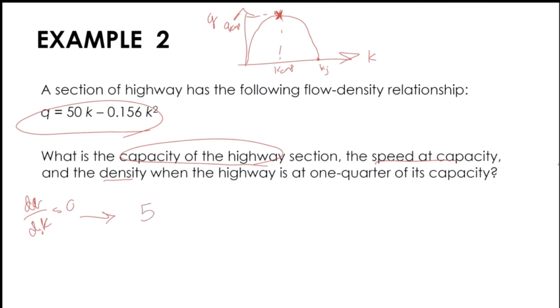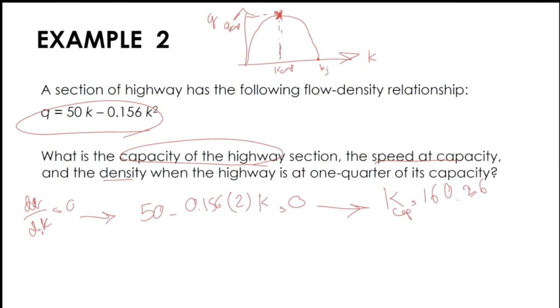So that would give me 50 minus 156 multiplied by 2K equal to 0. And this will give me the density that I need, the density at capacity. So if I solve that, let me quickly calculate that. So K would be equal to 160.26 if I haven't made any mistake in my calculation. So that's K cap, the density associated to the capacity.